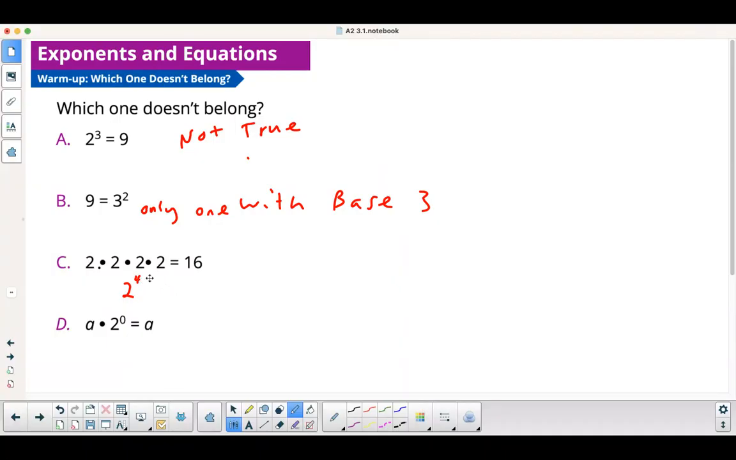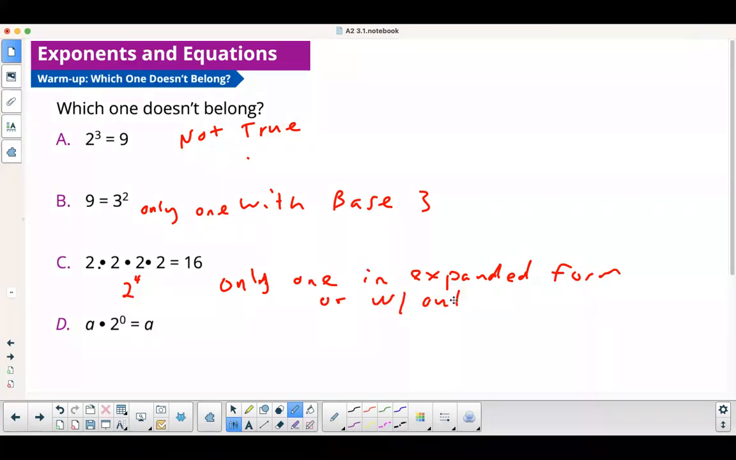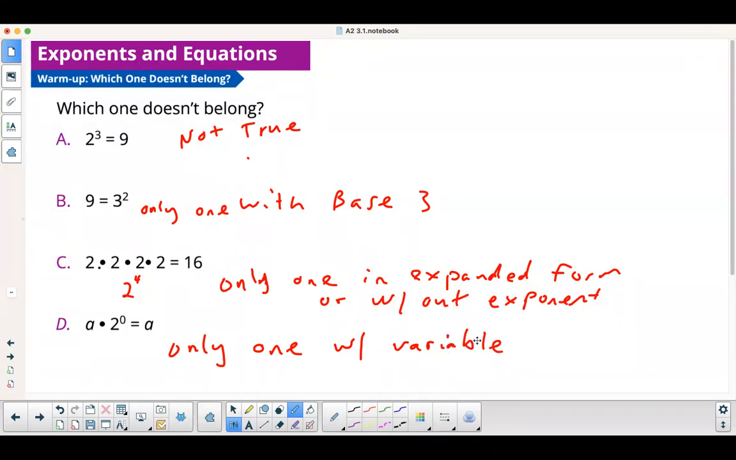This is the only one that's in expanded form. Okay, so it doesn't technically include an exponent. So I'd say only one in expanded form, or without an exponent. D is the only one with a variable. All right, so they're all kind of similar in their own ways, but different as well.